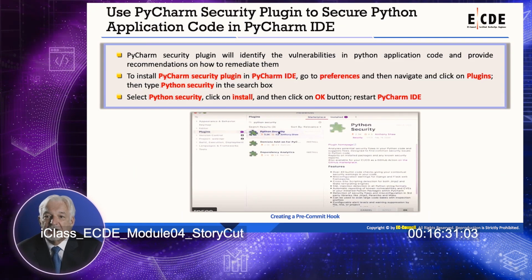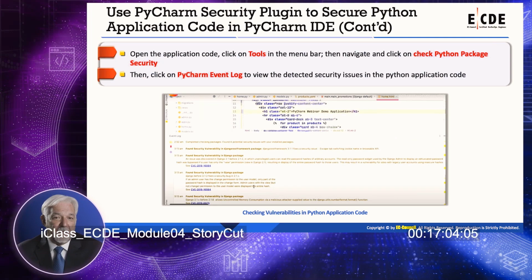So what about PyCharm? The PyCharm security plugin will identify vulnerabilities in Python application code and provide recommendations on how to remediate them, much as the other ones do. To install the PyCharm security plugin in the PyCharm IDE, go to Preferences, navigate and click on Plugins, and type Python Security in the search box. Select Python Security, click on Install, and click the OK button. Then you restart the IDE.